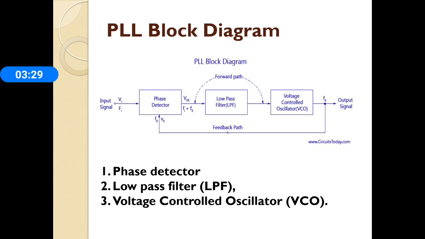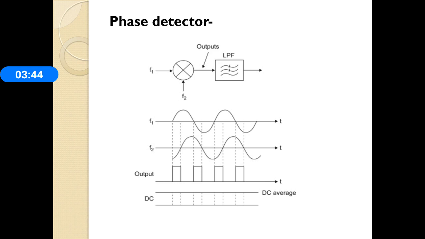This is the PLL block diagram. This PLL consists of a phase detector, a low pass filter, and a voltage controlled oscillator. Let's discuss this block diagram in detail. The first module is the phase detector.